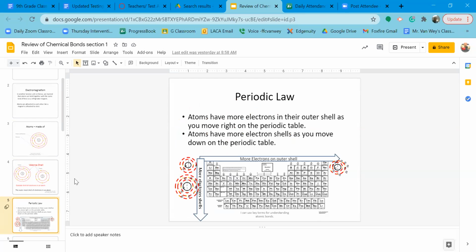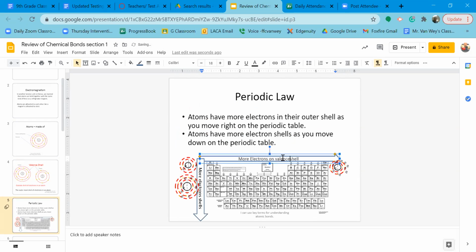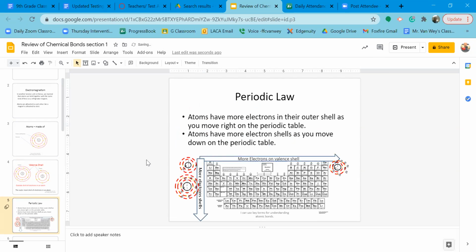And we remember, this is just a callback slide to the periodic law. It talks about more electron shells as you go down, and more electrons on the outermost shell, the valence shell, as you go across.